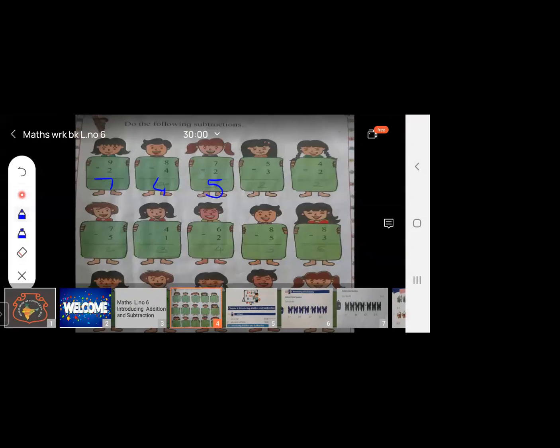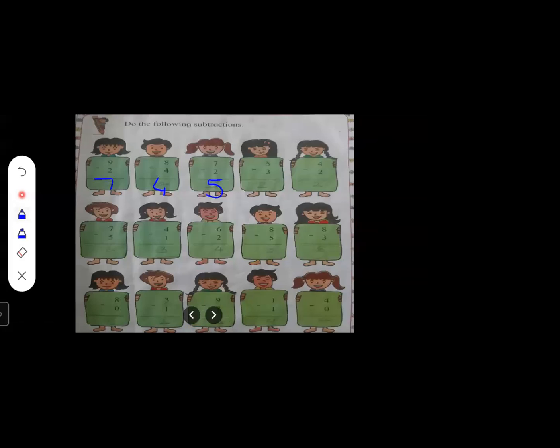The number given is 7, right? So draw 7 circles: 1, 2, 3, 4, 5, 6, 7 circles. Minus how many is given? 2, right? So cut down 2. How many are left? 1, 2, 3, 4, 5. So here we have written answer 5. 7 minus 2 is 5. Okay.